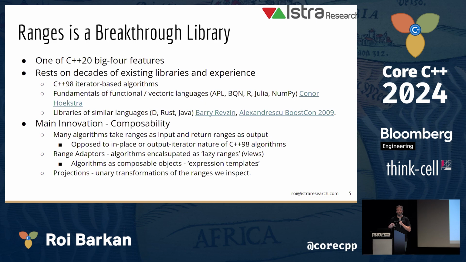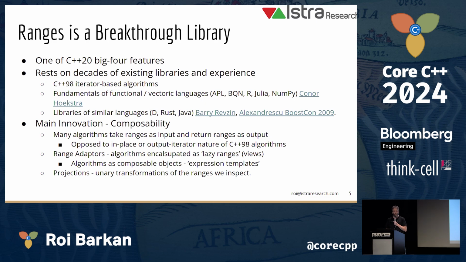And there are also quite a lot of languages similar to C++ that came to the ranges game earlier than C++, such as D, Rust, and Java. They had ranges libraries even before we did, and the standardization committee had the opportunity to learn from their mistakes, to learn what they did well and not well when they added ranges into the C++ language.